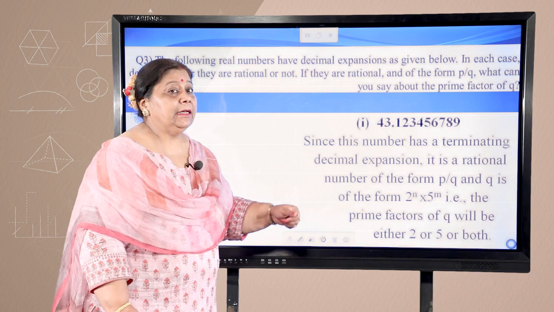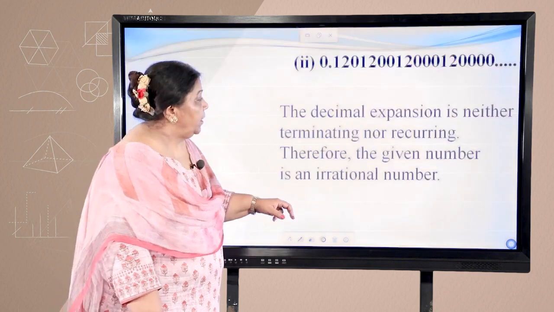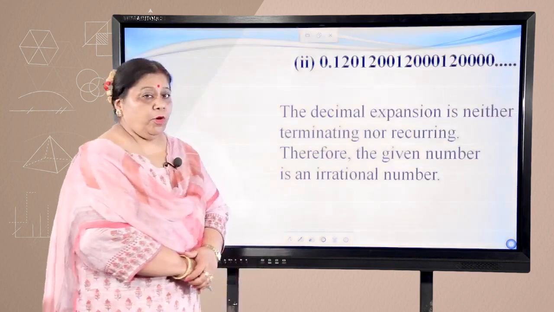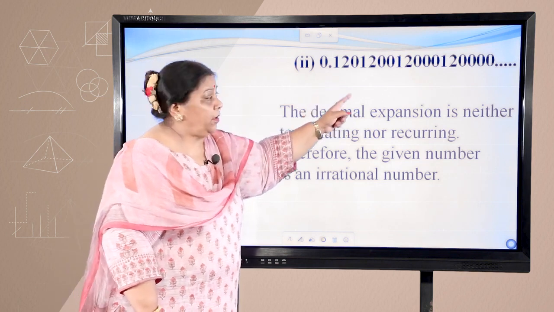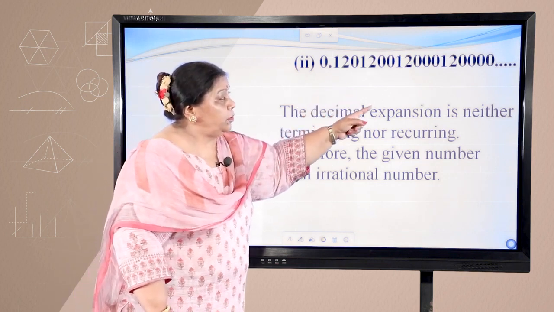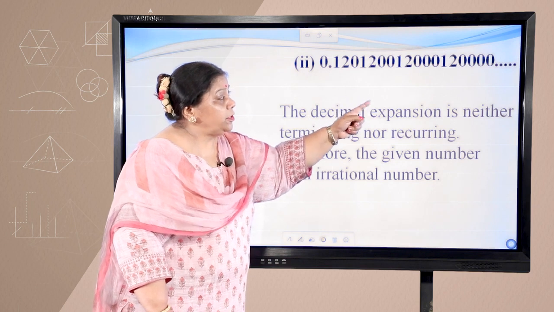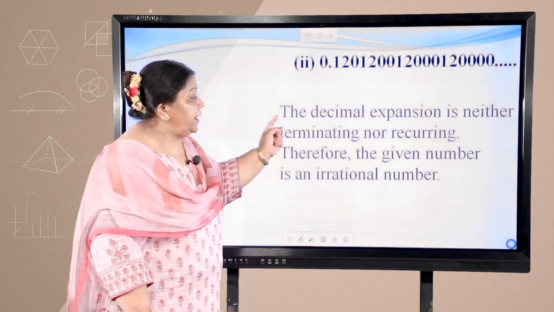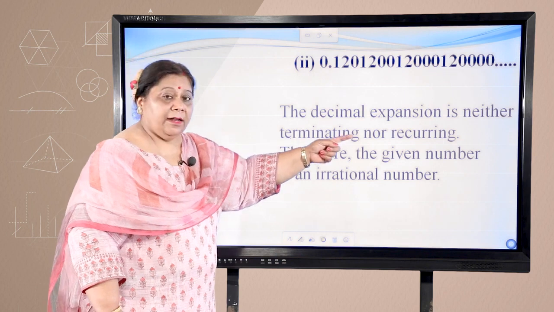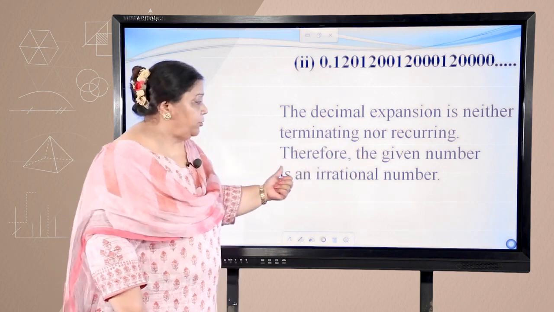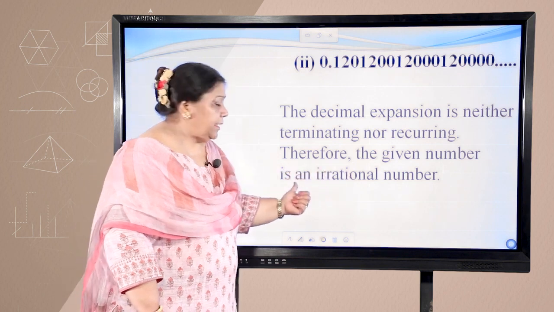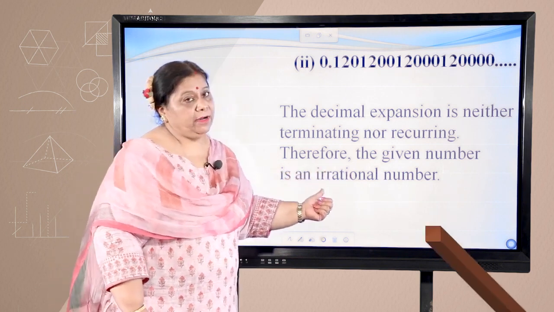Now, let us see the next part. It is 0.120 1200 12000 12000... The decimal expansion is neither terminating nor recurring. Therefore, the given number is an irrational number.